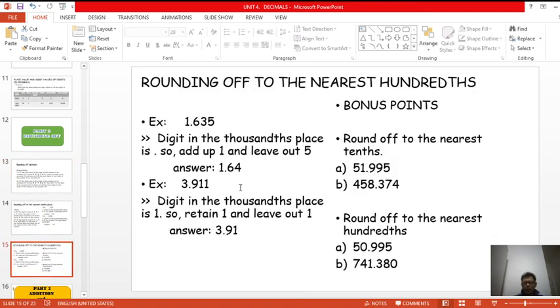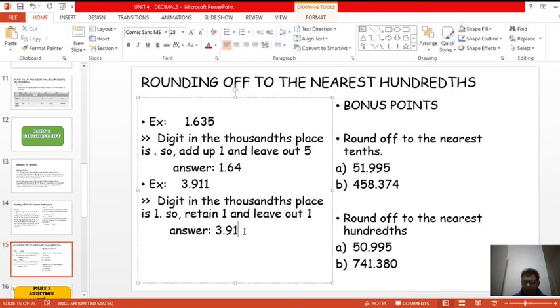And leave out the extra numbers from the number to be rounded off. So what we have here is 3.91. That's it. Meaning, if we need to round off to the nearest hundreds, we just have a digit until the hundreds place. So take out all the extra.